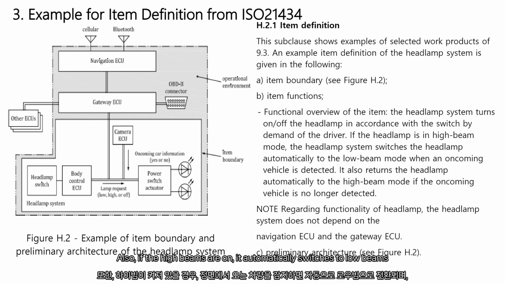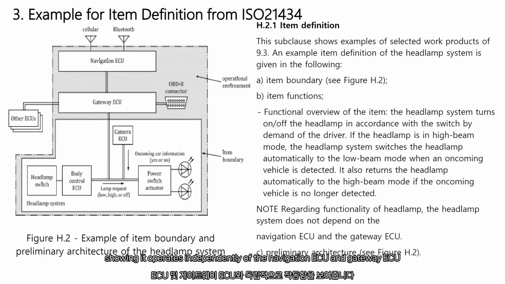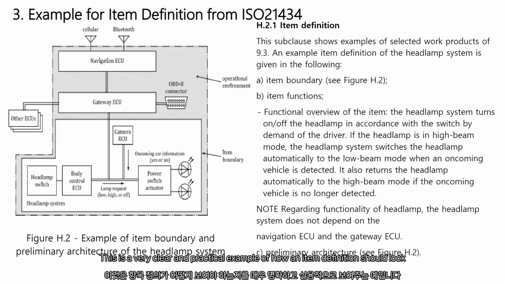Also, if the high beams are on, it automatically switches to low beams when it detects an oncoming vehicle, returning to high beams afterward. These item functions are clearly described, along with a precise definition of the item boundary, showing it operates independently of the navigation ECU and gateway ECU. The preliminary architecture also clearly shows how components inside the headlamp system are interconnected. This is a very clear and practical example of how an item definition should look.